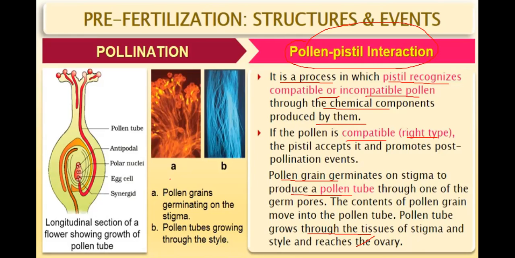These images show a pollen grain germinating on the stigma. The pollen tube is growing through the style. Then ultimately they are reaching what? The ovule for fertilization.